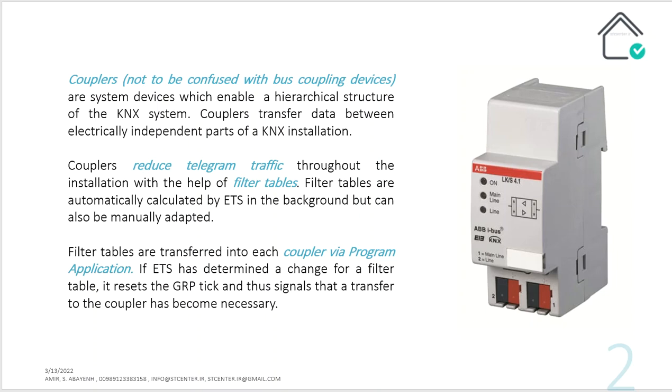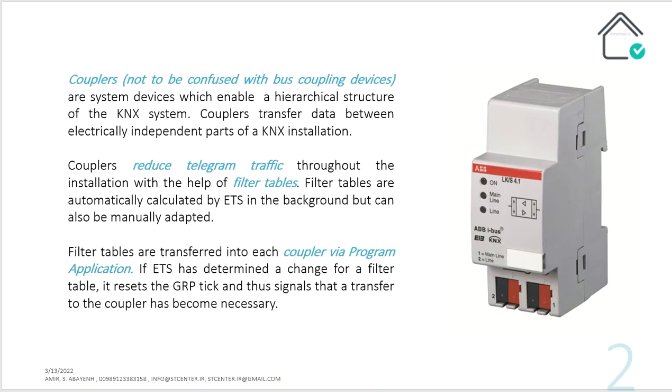One of the big tasks, and I can say the important task of the couplers, is to reduce telegram traffic throughout the installation with the help of filter tables. Filter tables are automatically calculated and provided by ETS when you link group addresses. Of course, you can add or remove entries manually. Filter tables are transferred into each coupler via the program application. So it is so important.